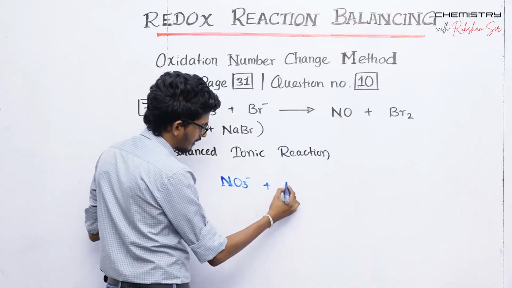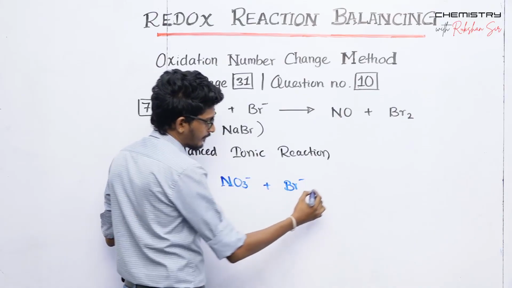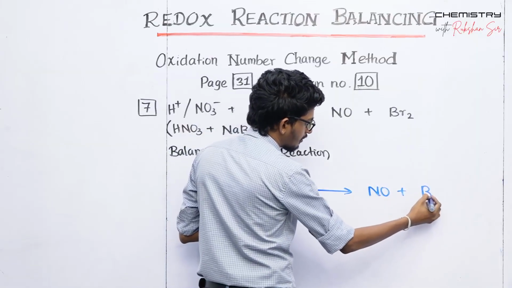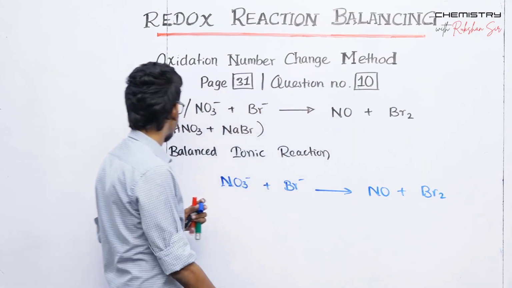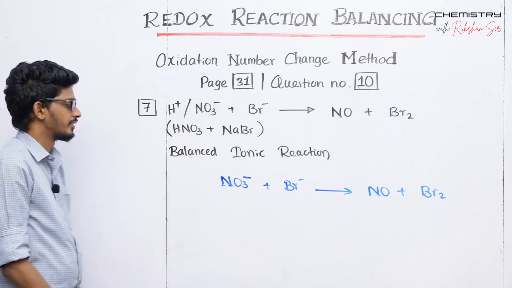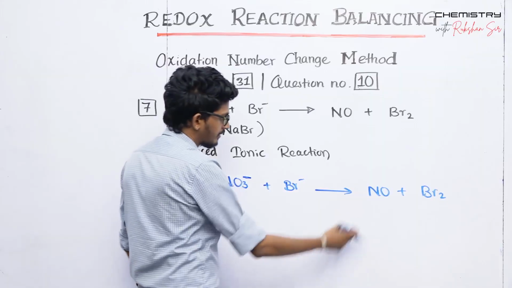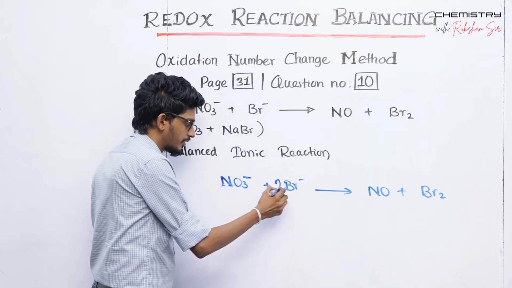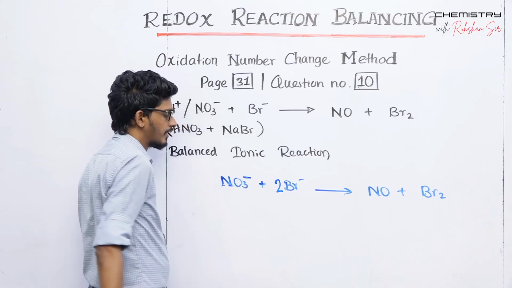NO3 minus and the Br minus, no? We do the NO and the Br2. Right, first thing is to balance the redox species. 1 nitrogen, 1 nitrate is balanced. 2 bromines, but only 1 bromine here, so you have to copy 2 here. That's the first thing to do, right?